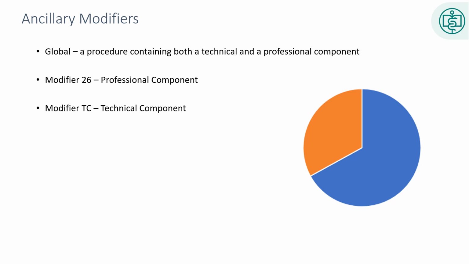When services are billed without the modifier, they are considered to be global or inclusive of both technical and professional components. To separate out the technical and professional services, the modifier TC or 26 are applied to the CPT code. TC is for the technical component and 26 for the professional.